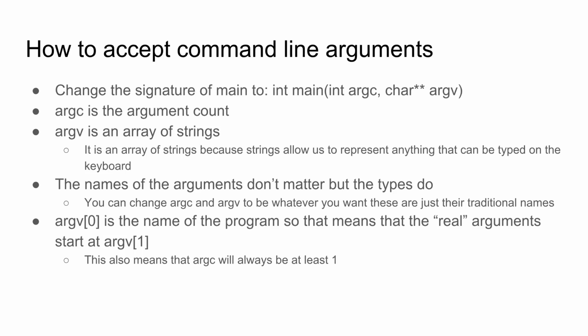So if you want your program to be able to accept command line arguments, you have to change your signature from int main with no arguments to int main(int argc, char **argv). Argc is the count of the command line arguments, so how many command line arguments did you receive? And argv is actually the command line arguments, and it's an array of strings. You don't have to name them argc and argv. That's just their traditional names. They can be whatever you want. If you wanted to call argc Bob and argv Sally, it's going to work. But the types have to be the same.